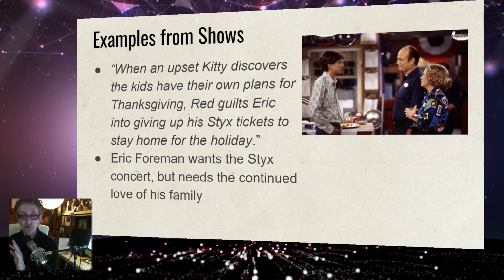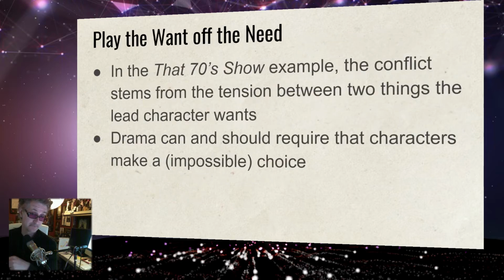So Eric Forman has a want: I've got these tickets to Styx. He sings to the group in the basement, and Grand Illusion gets them all excited about going. Then he has to deal with his actual need, which is the continued love of his family and his friends. It'll all come back to, with that character, the need to be wanted.